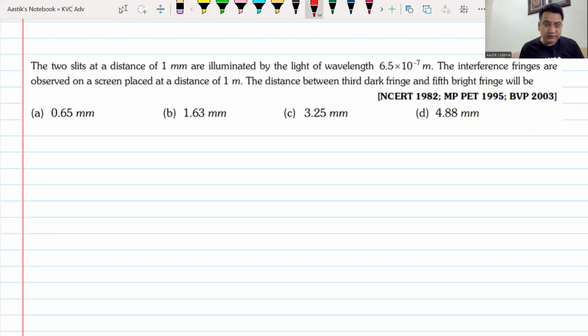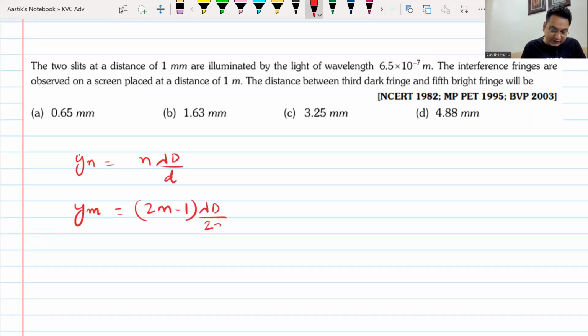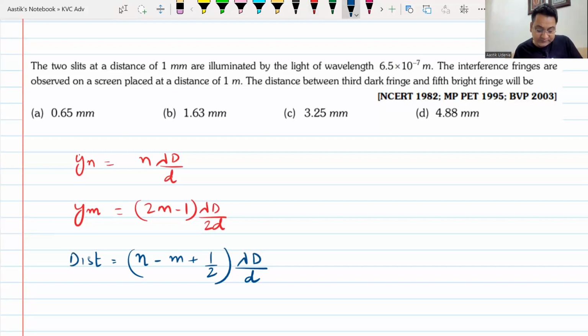I think I gave you that formula, yes or no? The distance between the two fringes. In any case, you can find out the position of the nth bright fringe. It is n lambda D by d, yes or no? You can find the distance of the mth dark fringe, (2m minus 1) lambda D by 2d, yes or no? Which will be farther? The fifth bright fringe will be farther, yes or no? Yes, sir. So you can just subtract yn minus ym and the distance will be equal to, I think, (n minus m plus half) into lambda D by d. Yes or no?